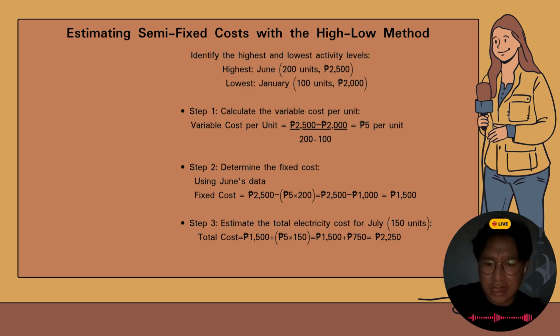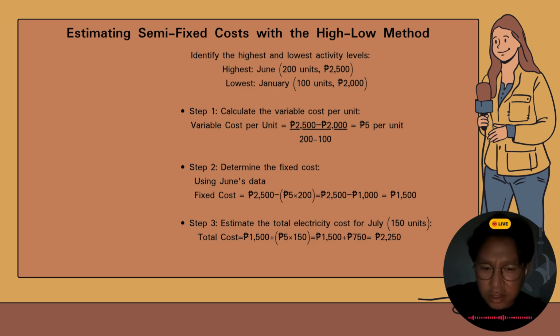Step 1. Calculate the variable cost per unit. This is done by subtracting the total cost at the highest and lowest activity levels and dividing by the difference in activity levels. Substituting it to the formula, we will get a variable cost per unit of 5 pesos.